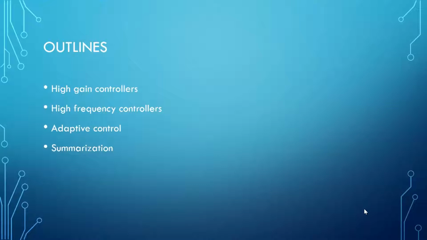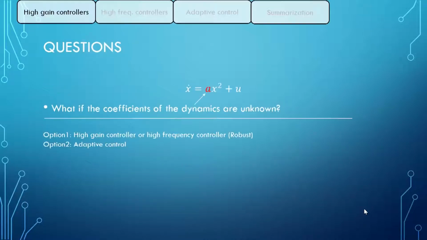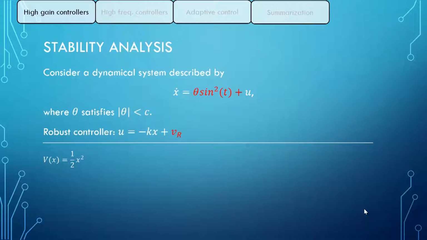I think we have mentioned high gain control, but haven't finished yet. And I will introduce another two controllers, which is high frequency controllers and the adaptive control. So we haven't finished the high gain control, and some students have questions about the control structure.